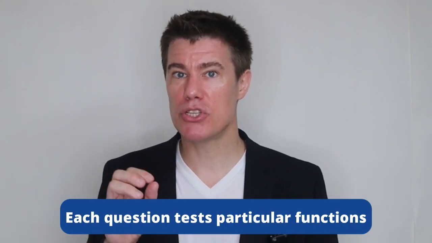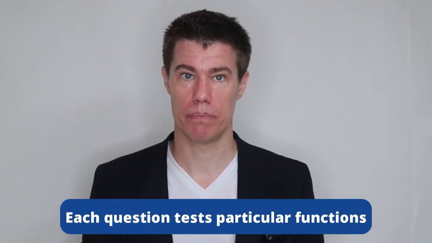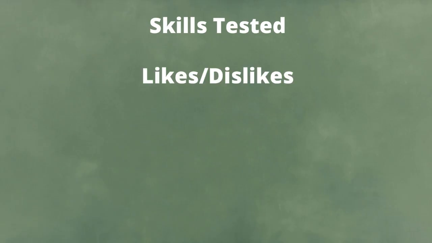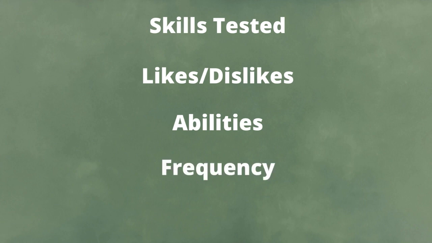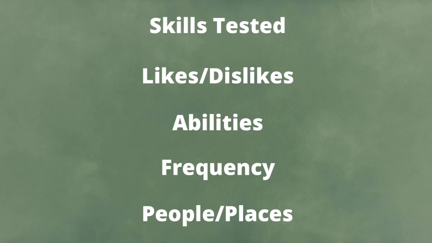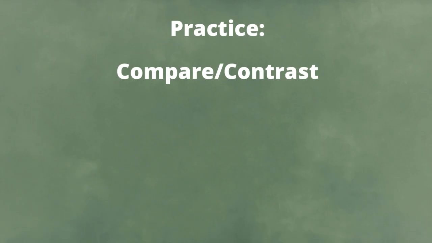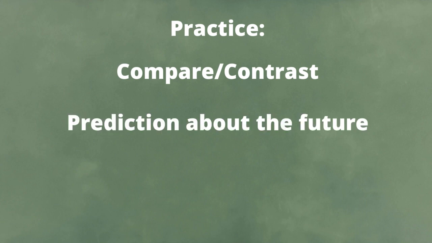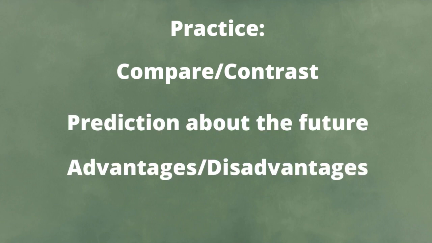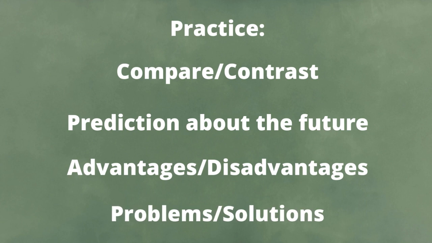Each section aims to test particular language skills. In part 1, the linguistic functions that are tested are likes and dislikes and preferences, abilities, frequency of actions and other time-related questions, people and places, especially related to skills of recommending something. Part 3 tests about 10 or so language skills: comparing and contrasting, especially related to how things have changed from the past till now, speculating on future developments, advantages and disadvantages, problems and solutions, and again, several others.